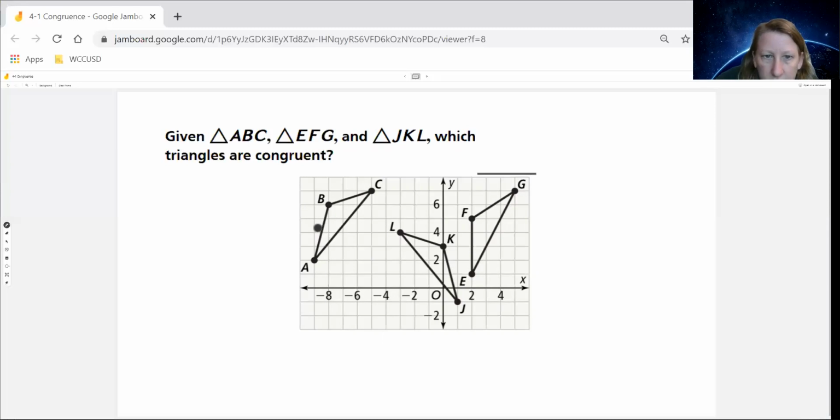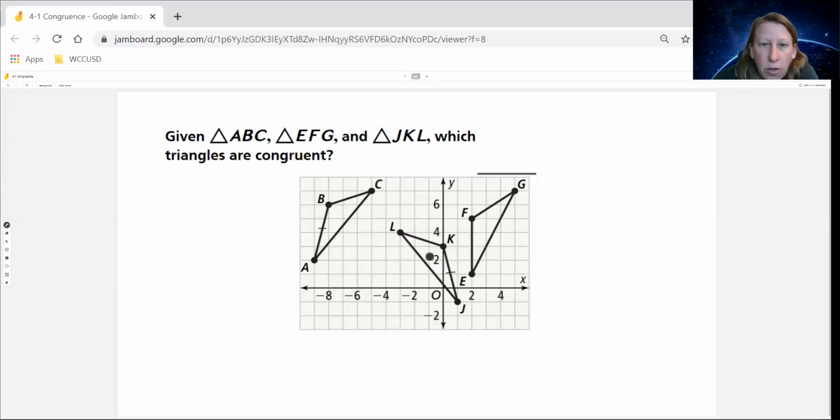So it looks like AB and JK are the same length. Okay, that's a clue that these triangles are probably congruent. I can check this side, that looks right. This length, maybe 5, 4, 5, 2. So one way to look at this is, do the parts match up? These two triangles look like they're congruent to me.